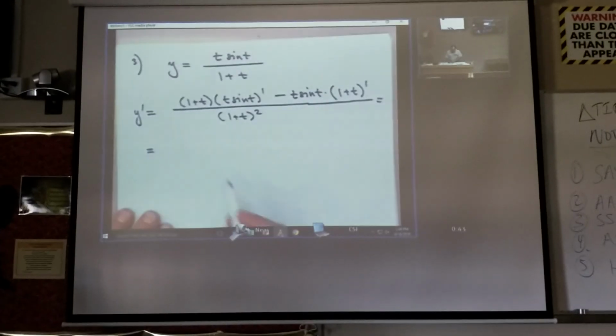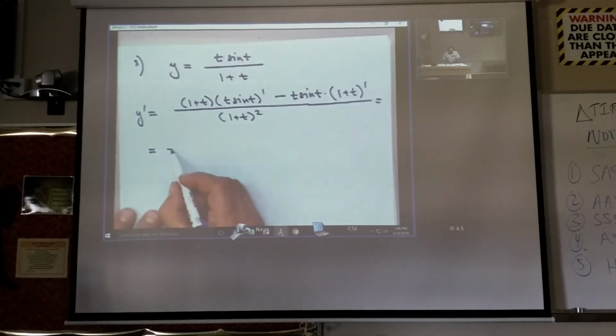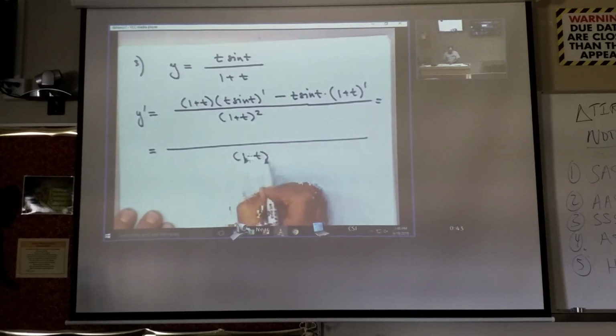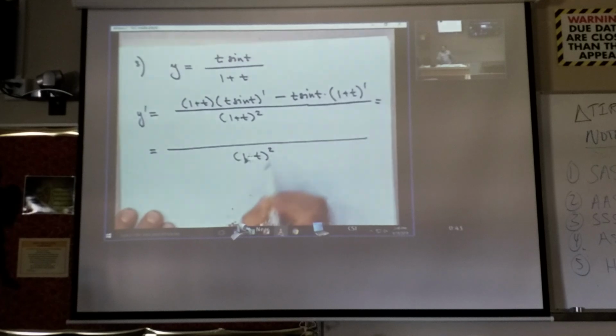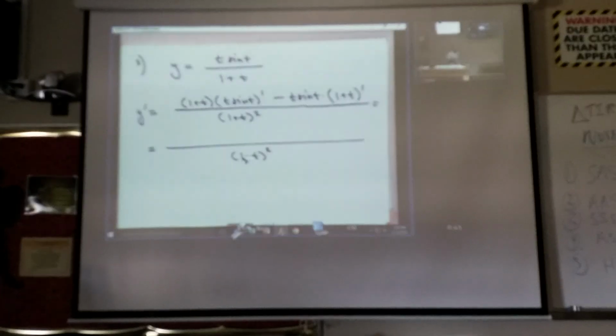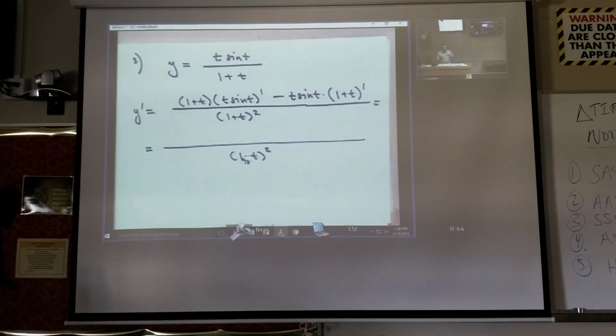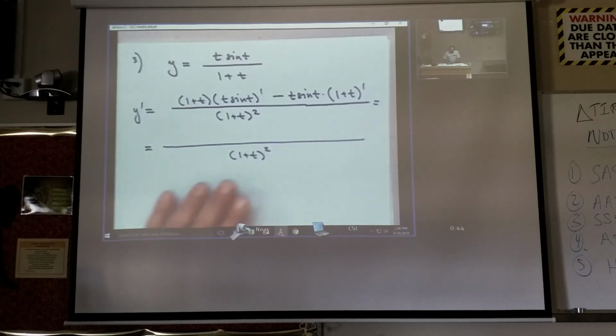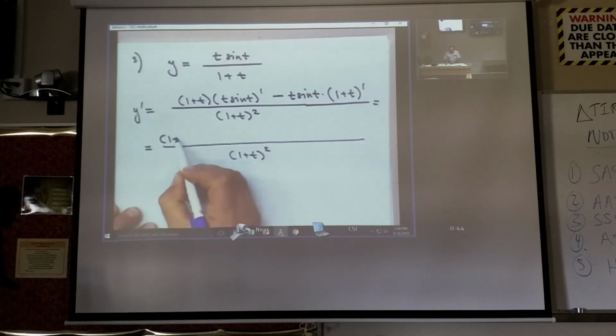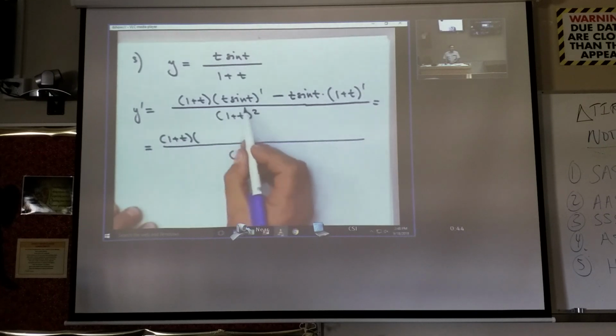So, 1 plus t squared. Don't rush to open parentheses because you think you know or you can. Wait. Sometimes we have to open parentheses, sometimes we do not have to. So please just wait for this one. Don't rush. And here we have 1 plus t. And now we have to take the derivative of this one, t times sine of t. And this is just the product rule.